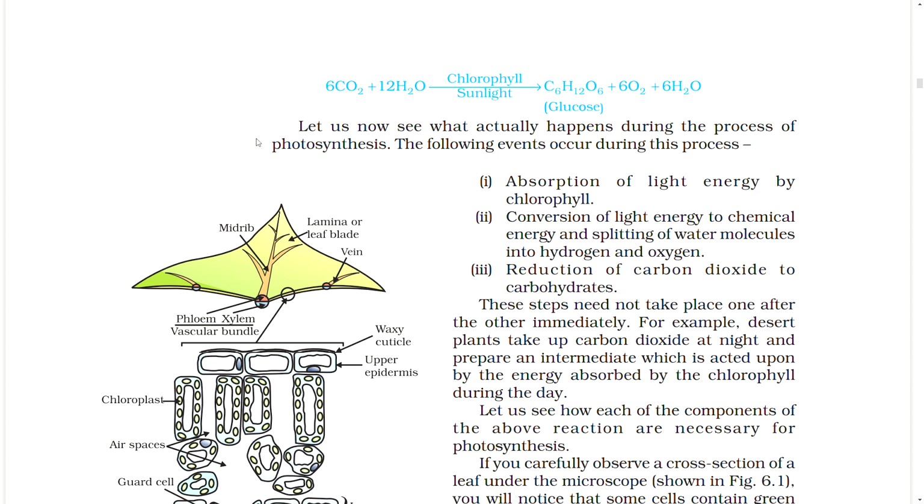Let us now see what actually happens during the process of photosynthesis. The following events occur during this process. 1. Absorption of light energy by chlorophyll. 2. Conversion of light energy to chemical energy and splitting of water molecules into hydrogen and oxygen. 3. Reduction of carbon dioxide to carbohydrates.